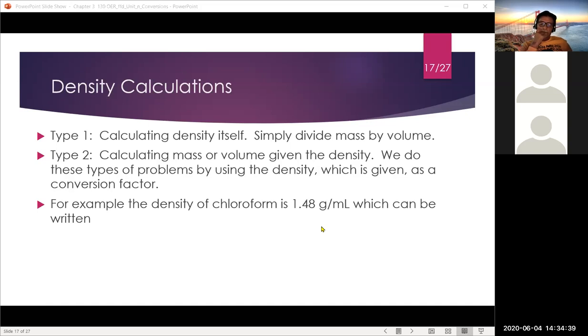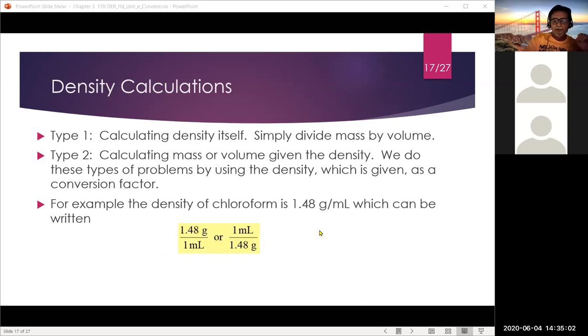So would you times the 1.48 by 2? Exactly. So that would be 2.96. Exactly. And if you had 3 milliliters of chloroform, it's 3 times that weight, right?